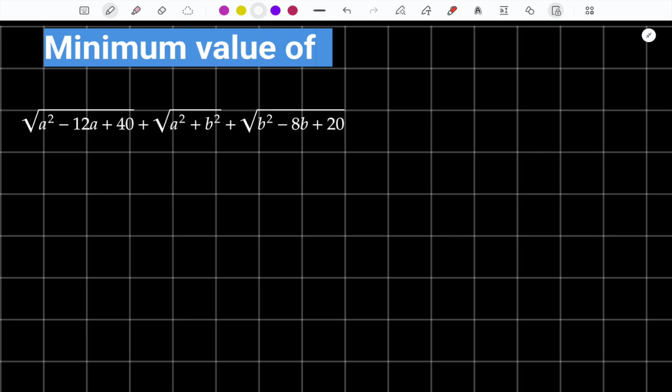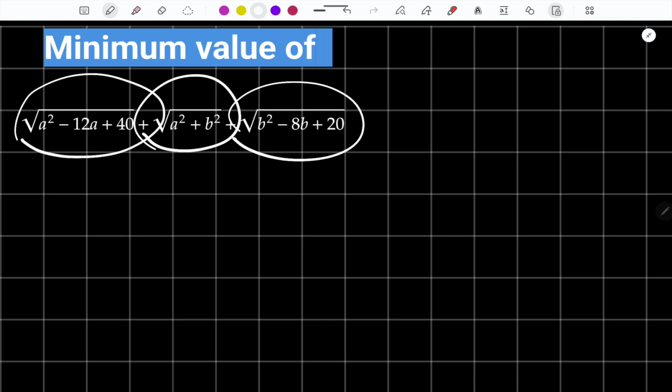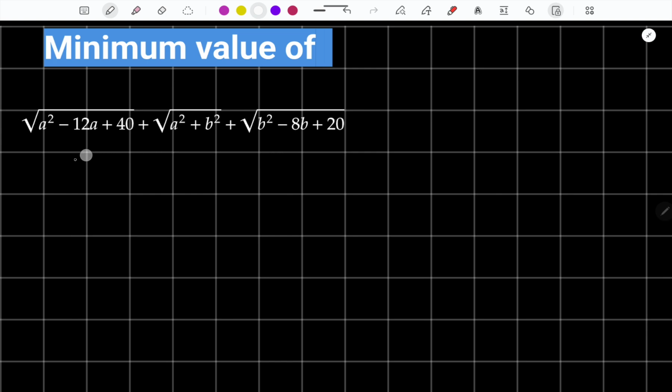Okay. So now let us see the question. There is an expression under square roots. Here there is an expression in square roots, here also and here also there is an expression. To find out the minimum value of this expression, I want to take a, b values as greater than 0. Okay, so I will show you why I want to take a, b greater than 0.